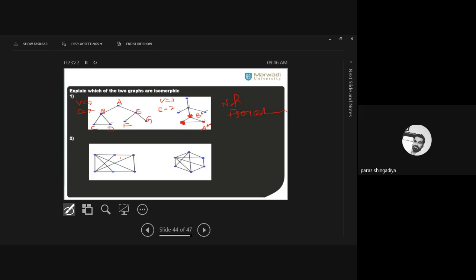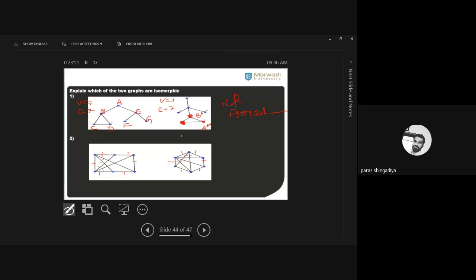Now for the second graph, both contain 6 vertices. ठीक है, दोनों में 6 vertex है. Clear? Now check edges. That is 1, 2, 3, 4, 5, 6, 7, 8, 9, 10. 10 edges are there. And now let us check it here. That is 1, 2, 3, 4, 5, 6, and 7, 8, 9, 10, 11. It contains 11 edges.